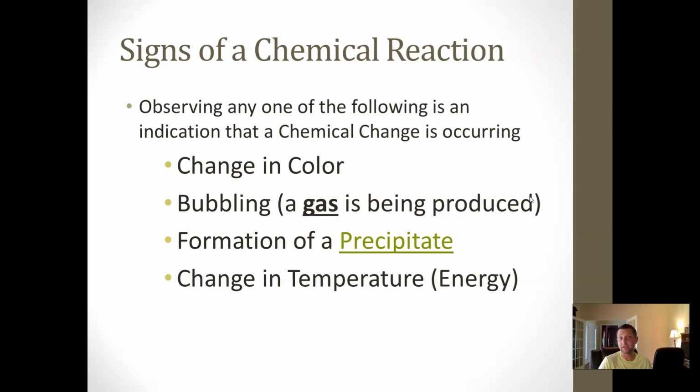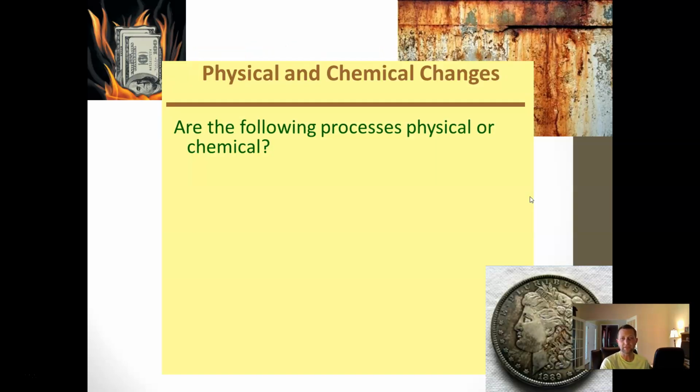There are some reactions that get cold, endothermic reactions. So a change in temperature or energy is a definite sign of a chemical change. Something's going on there. All right, look for those 4 things. If it's not any of those 4, it's probably a physical change. So a couple examples we can go through.